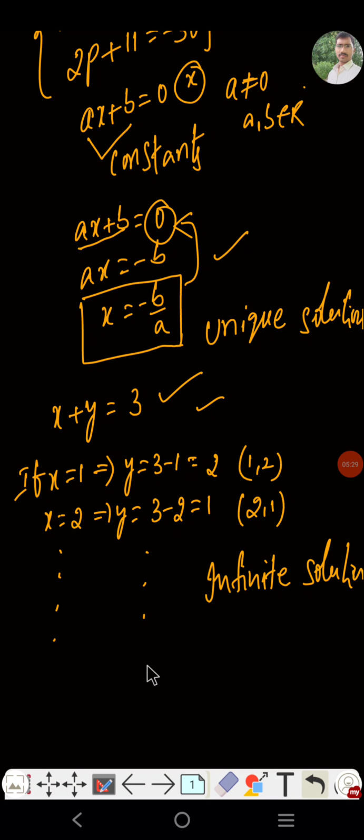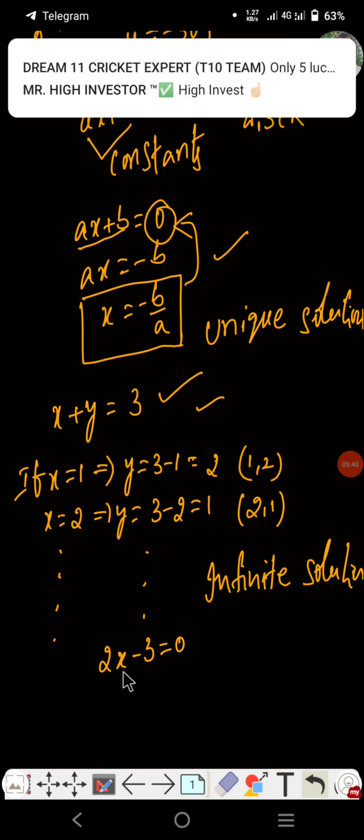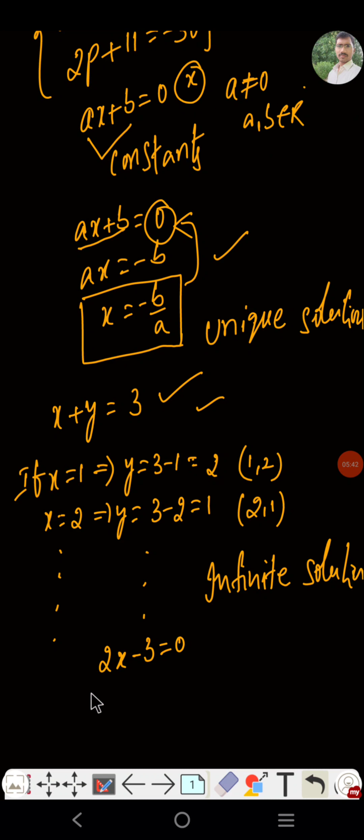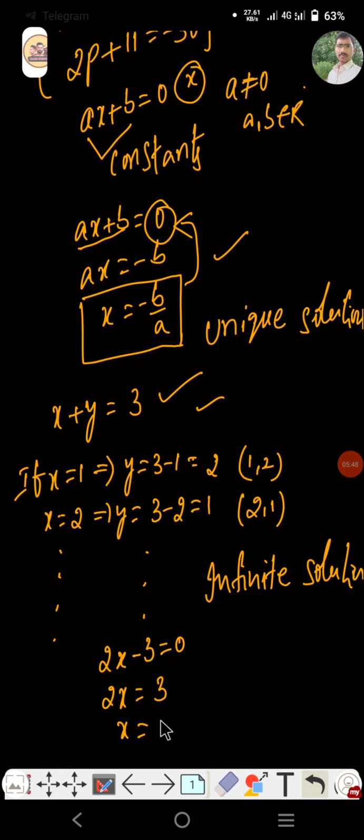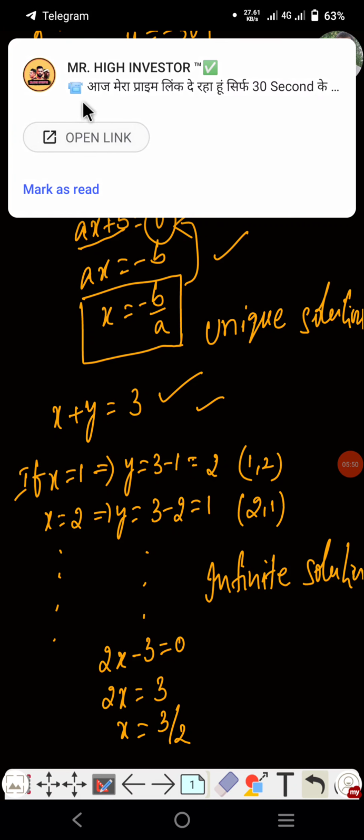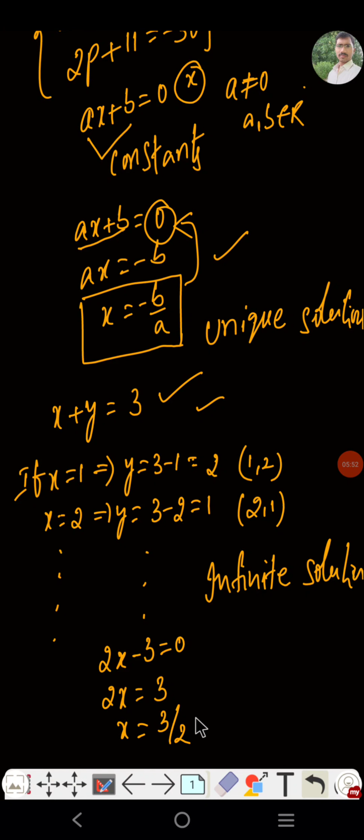For example, take one simple equation: 2x minus 3 is equal to 0. What is the solution of this equation? Now send this minus 3 to the RHS. That means 2x is equal to 0 plus 3, because sending it to the RHS makes it plus 3, and x is equal to 3 by 2 here.